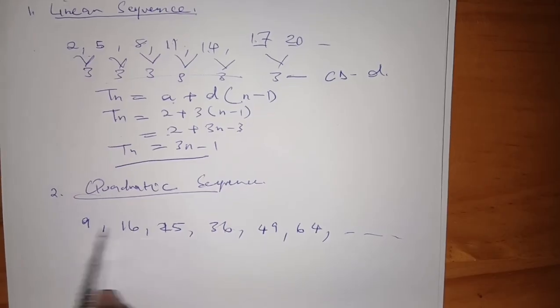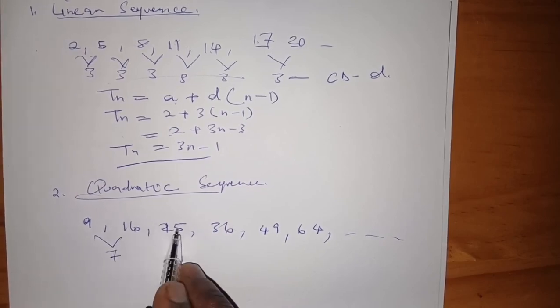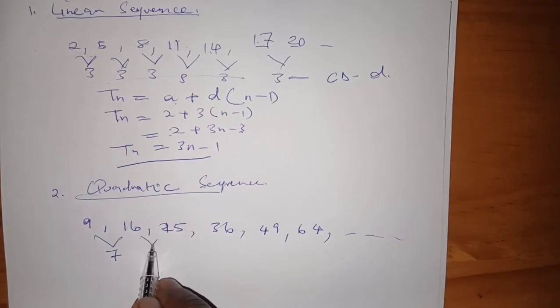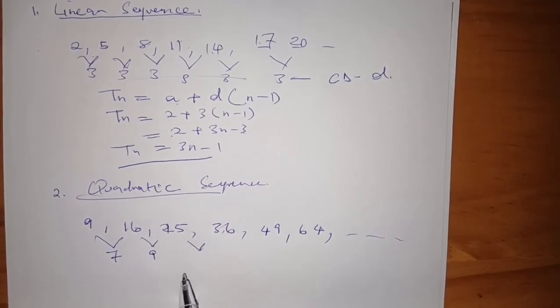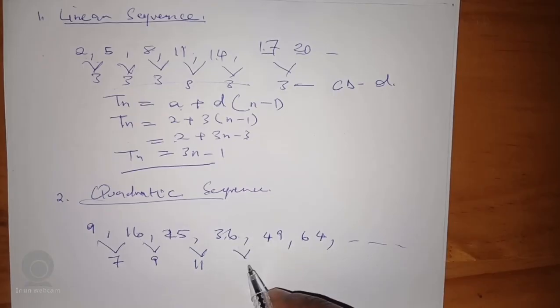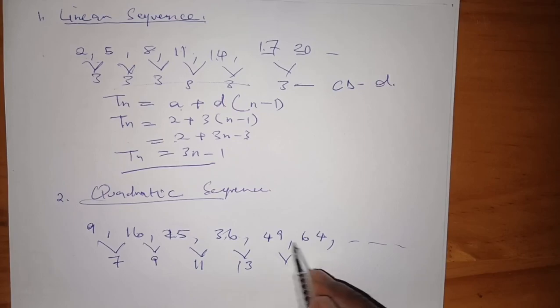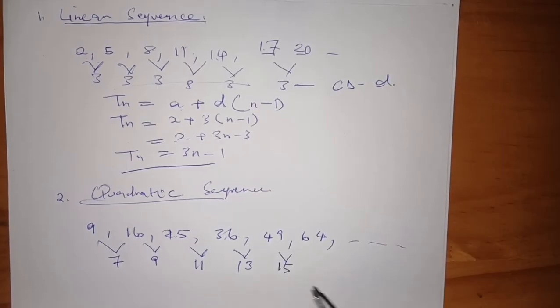Similarly, 16 minus 9 is giving me 7. 25 minus 16, that's 9. 36 minus 25, that's 11. Then 49 minus 36 is 13, and then 64 minus 49 is going to give me 15. And so forth and so forth.